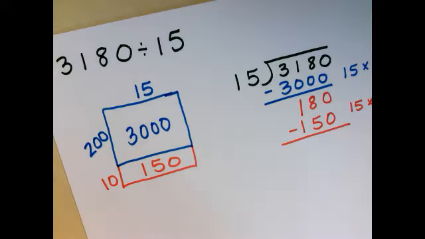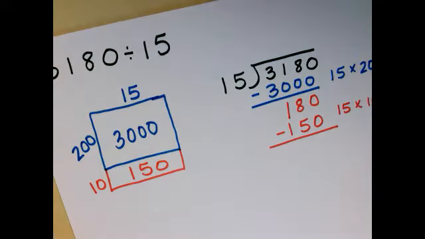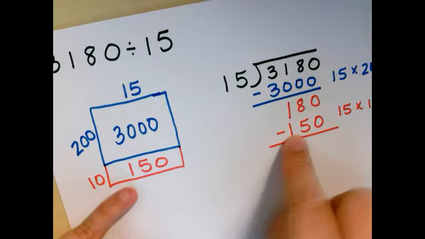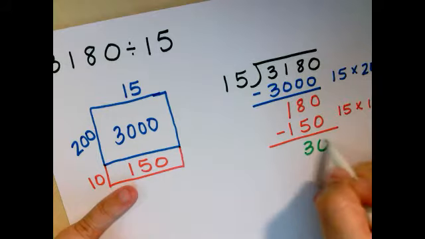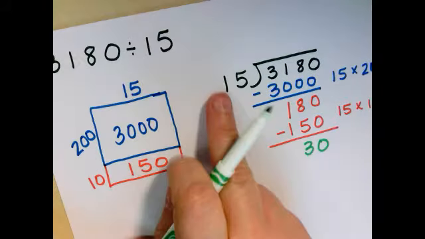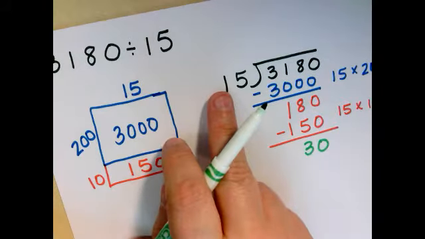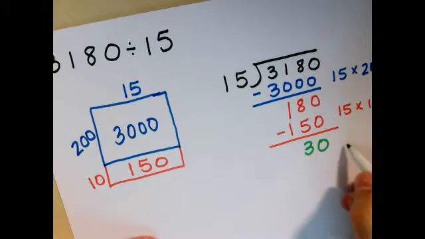All right, so now I'm going to go back and do some more subtracting here. I had 180, and I just figured out how to take out 150. That leaves me with 30. What can I multiply 15 by to get to 30? Well, that's a doubles fact, so I'm pretty familiar with that.